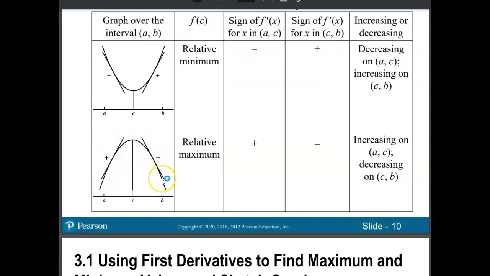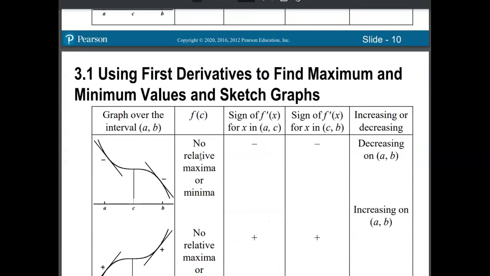This one has a max at c. So we have a slope of the tangent line positive on the left of c, so the derivative would be positive if you're choosing x between a and c. The derivative then is negative if you're choosing a value between c and b. Slope of the tangent line positive, slope of the tangent line negative, so you go up and then down, so increasing on the left, decreasing on the right means you have to hit a max in the middle. Okay, that's the same thing those other two slides had talked about.